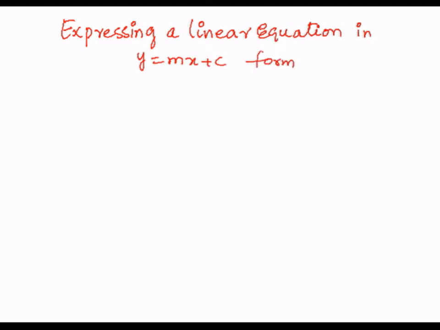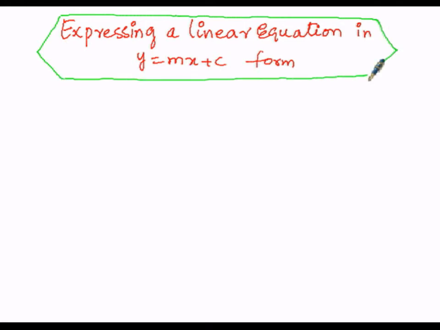So, we are going to express linear equations in this form, that is y is equal to mx plus c, where m is the slope and the y intercept is c. That means we are expressing the given linear equation in the form of slope and intercept, that is, slope intercept form.